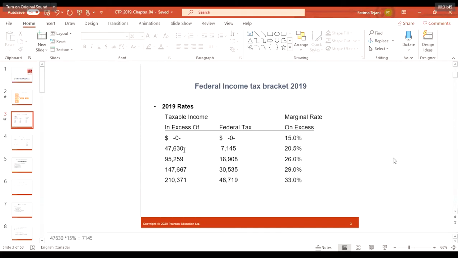Now, for the first 47,000 you have to pay this. Next you have to pay this. But how does this amount turn out? Okay.